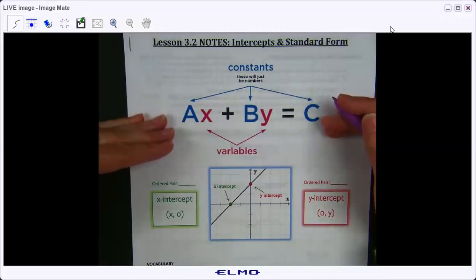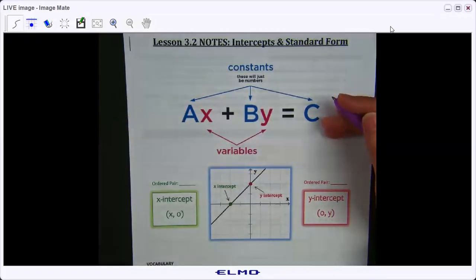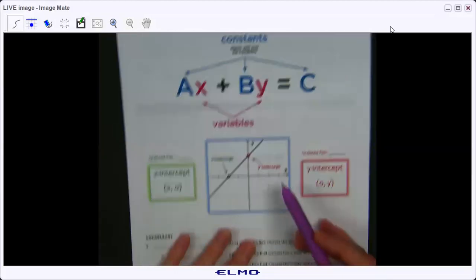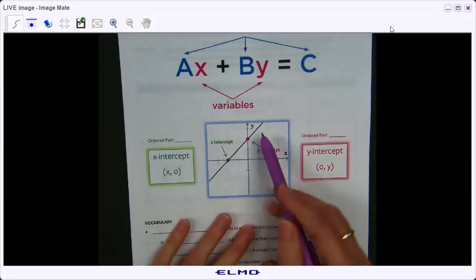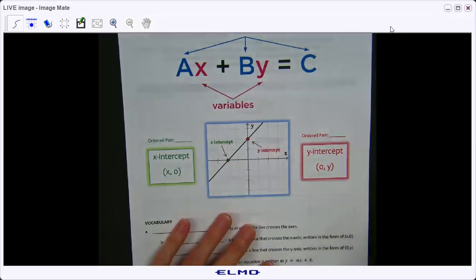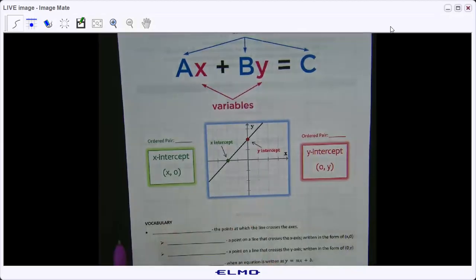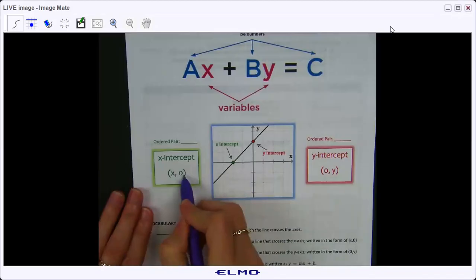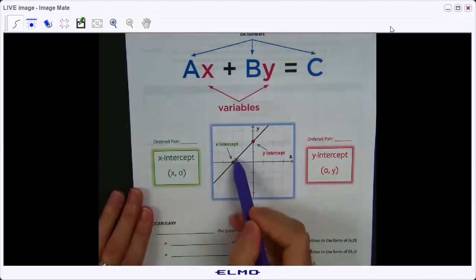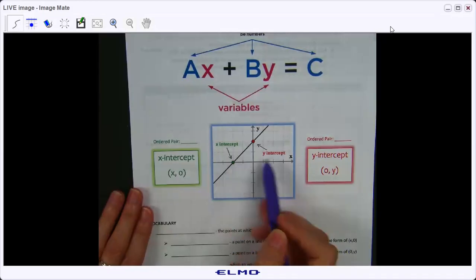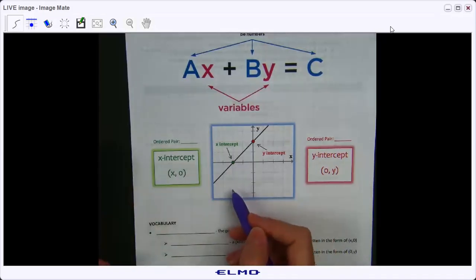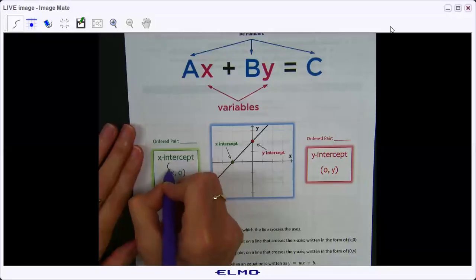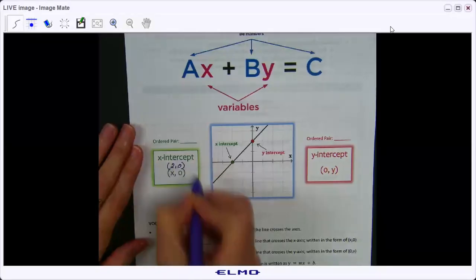And remember, how many points do we need to graph a line? 2. So if we have our x-intercept, like this one right here, and we have our y-intercept, like this one right here, we can graph a line, because all we need are 2 points. And so over here, we have our x-intercept, where x is some number, but y is 0. So what is the x-intercept on our graph right here? Can somebody tell me? 2. Yes, our x-intercept is 2, and you would write it as 2, 0.